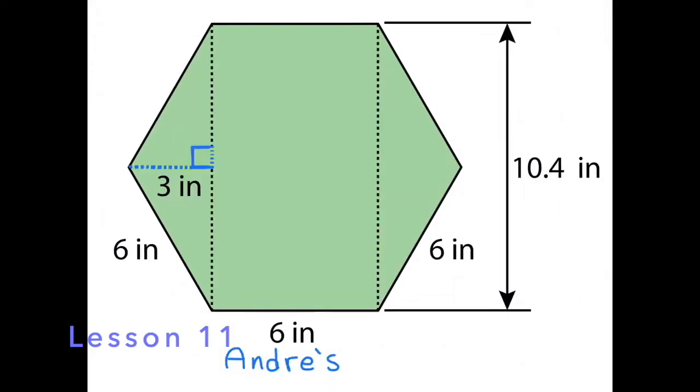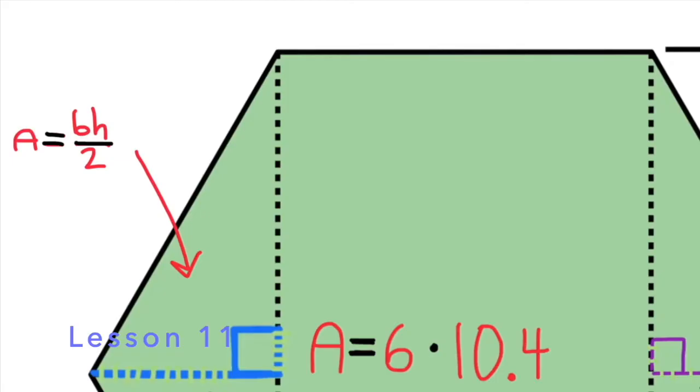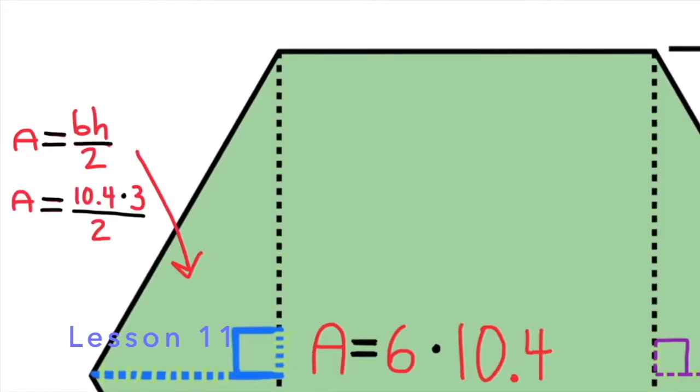Andre decomposed his hexagon to have 2 triangles and a rectangle. Each triangle has a height of 3 inches and a base of 10 4/10 inches. The rectangle has a base of 6 inches and a height of 10 4/10 inches. To figure out the area of the rectangle, we would multiply base times height, or 6 times 10 4/10. To find the area of the triangles, we would multiply base times height divided by 2, or half of base times height. The base is 10 4/10 inches and the height is 3 inches.